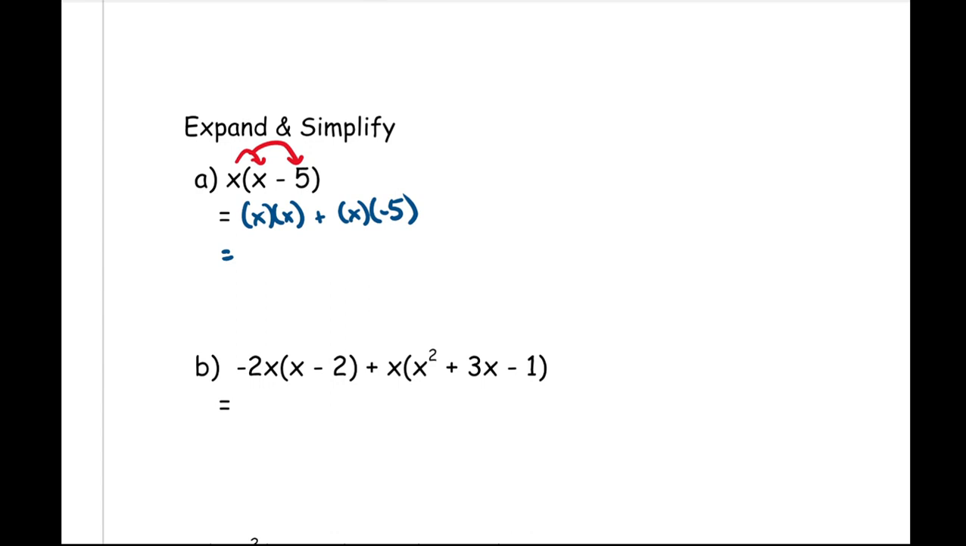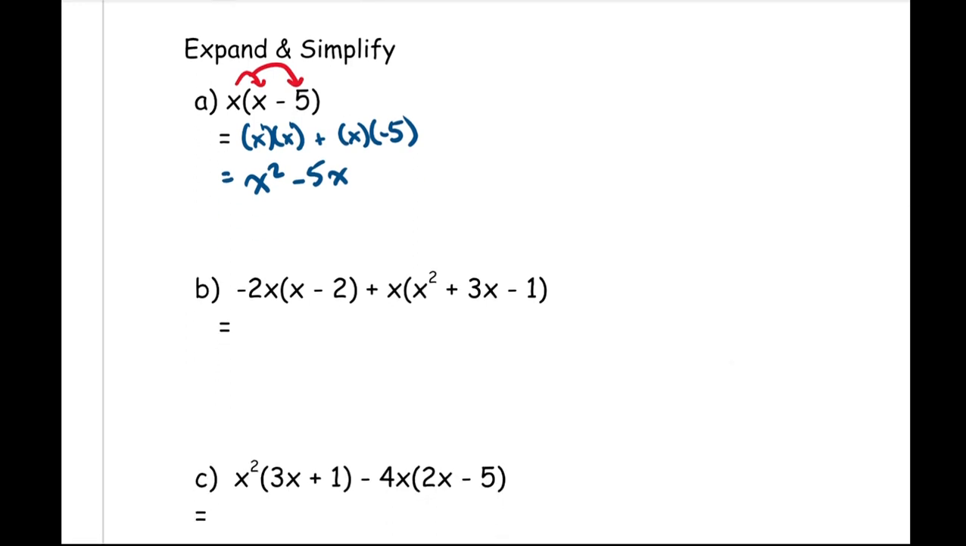I'm going to go through and just multiply this. X times x becomes x squared. Or you could think of multiplying powers. A power times a power. 1 plus 1 is 2. Plus x times negative 5 becomes negative 5x. I can't add anything here. These are not like terms. Even though they're both x, they are different. X squared is different from x, so please keep that in mind.